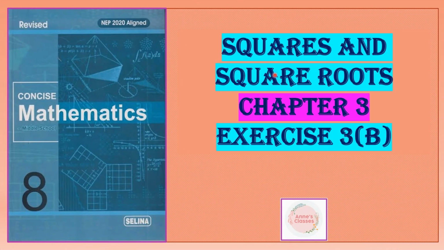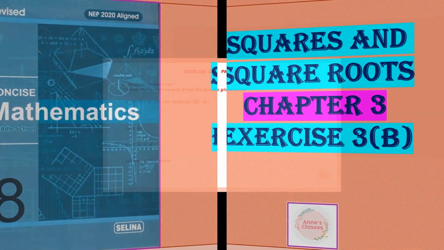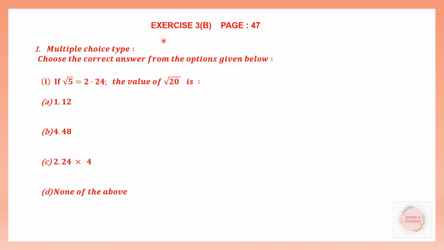Today we are doing squares and square roots, chapter 3, exercise 3b. Exercise 3b is on page number 47 and the first question is the multiple choice type. Choose the correct answer from the options given below. So here we have question 1. If the square root of 5 is 2.24, what is the value of the square root of 20?